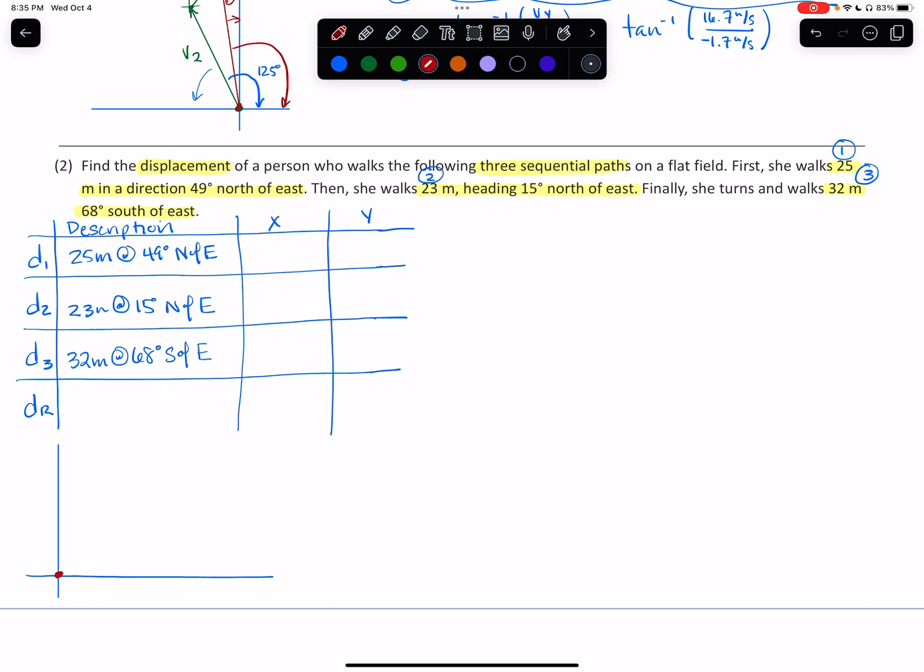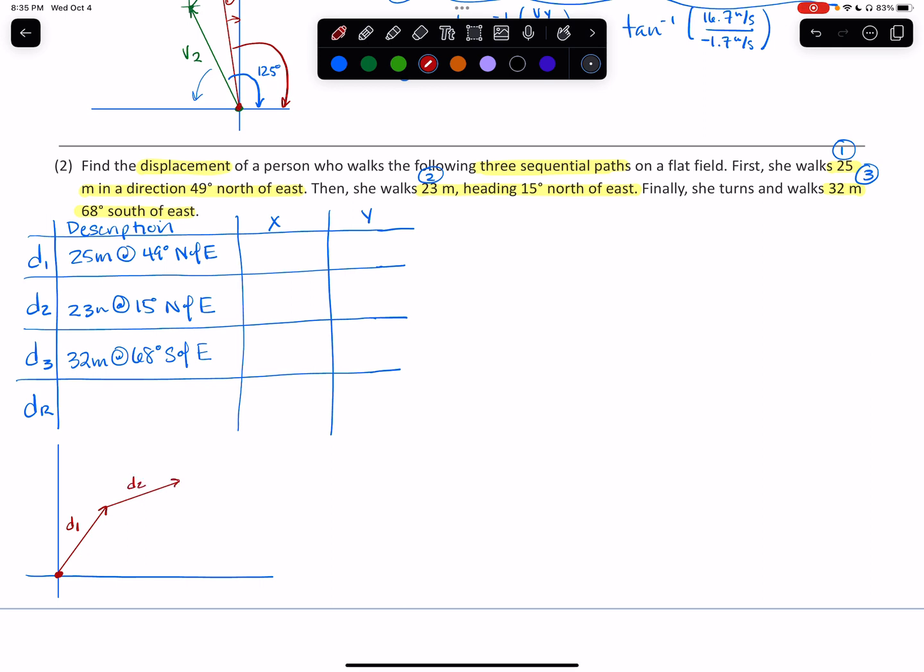So 25 meters at 49 degrees. So 45, so just a little bit above 45. All right, so this is going to be my D1 vector. All right, then a little bit shorter and definitely shallower at 15 degrees. This is going to be D2.